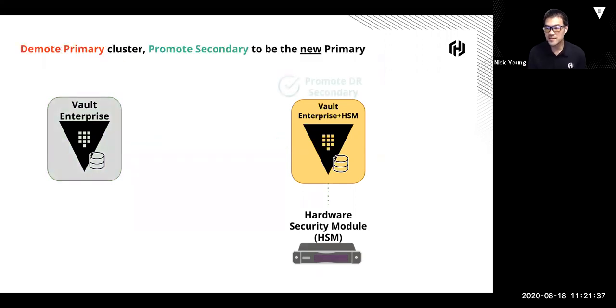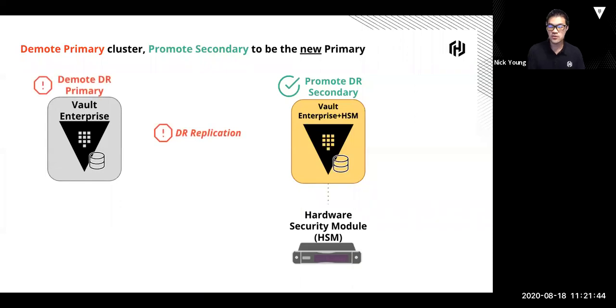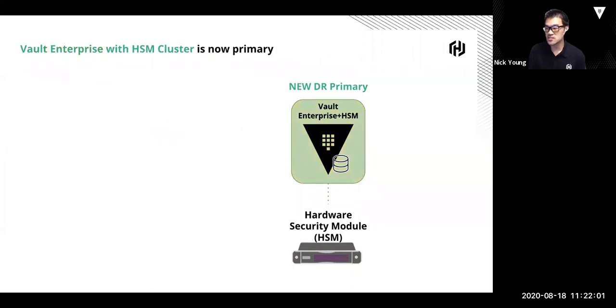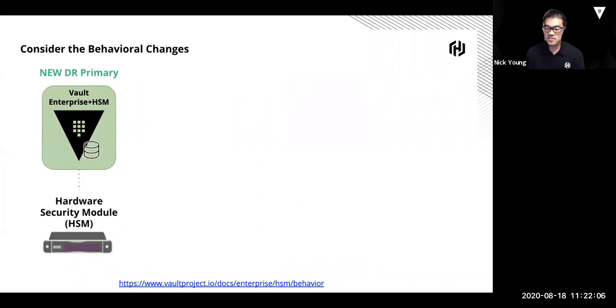And then the next part is to promote your DR secondary cluster so that it becomes your new primary. And in doing so, you either want to demote your old primary or disable replication entirely, assuming that all of the data has been properly synced over to your new Vault Enterprise with HSM integration. And now your Vault Enterprise with HSM is your new DR primary. Just a couple things to consider as far as the behavioral changes when you're using the hardware security module.